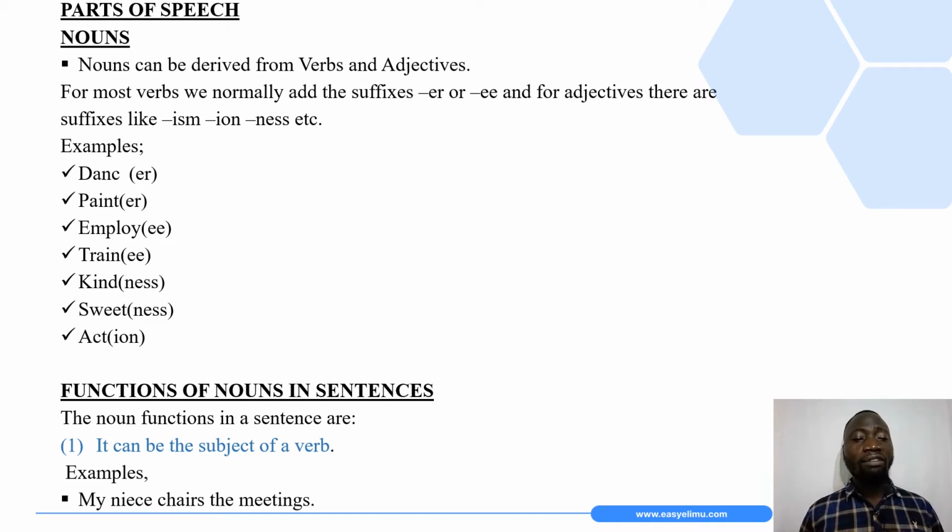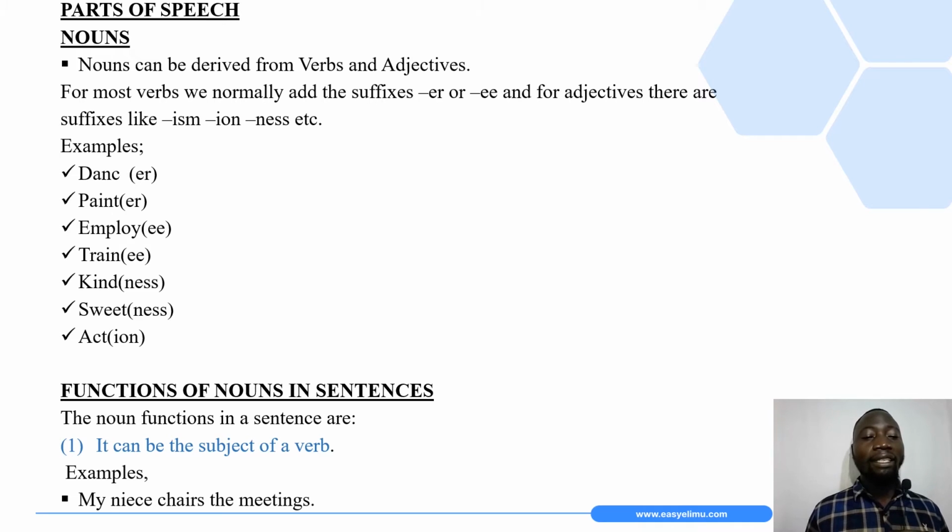We also have the verb train, to train. That is to take someone through maybe a course or a given skill. So if we add the ending ee to train, the noun formed is trainee. Trainee is now referring to one who is being taught, or one who is learning certain skills.